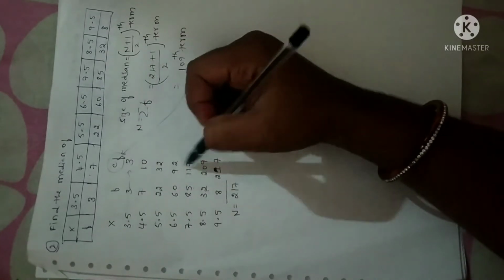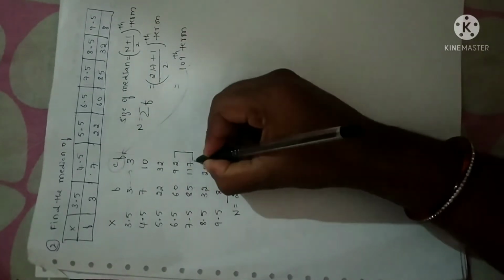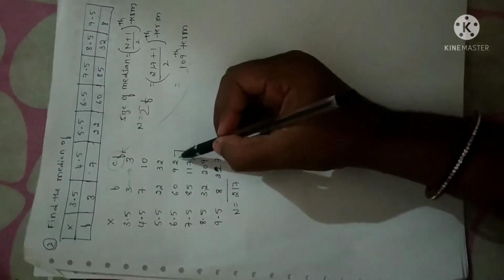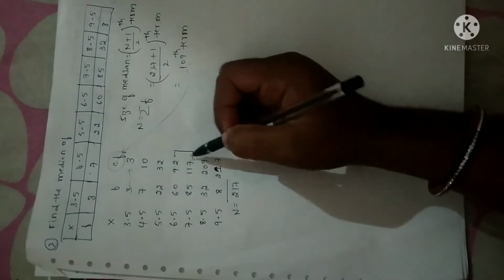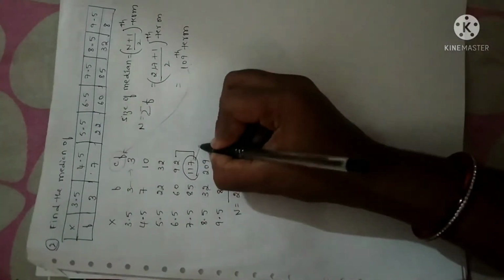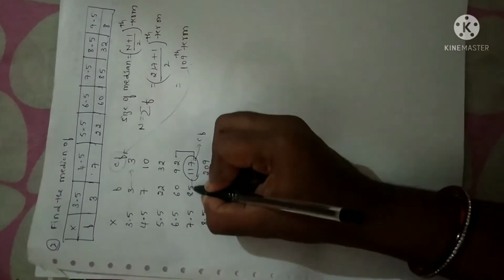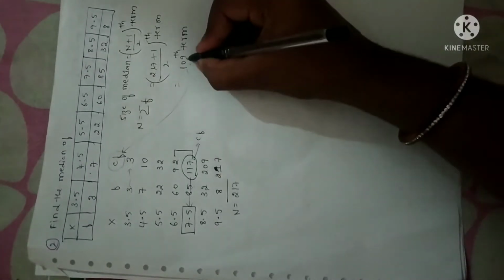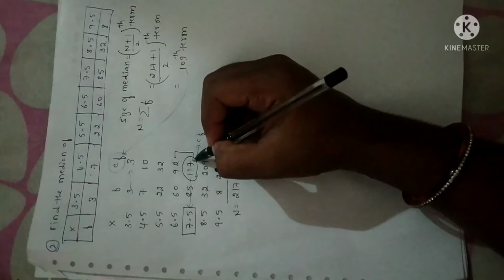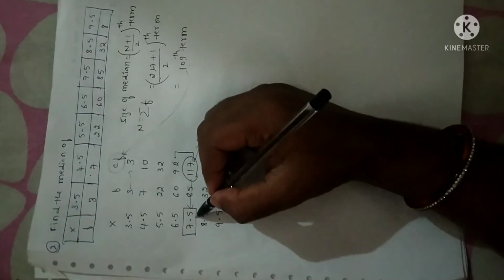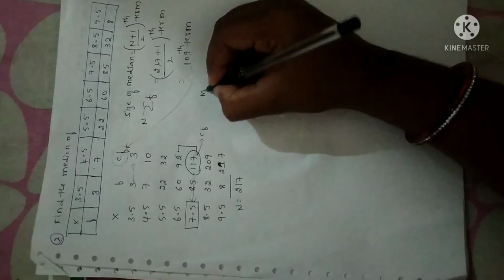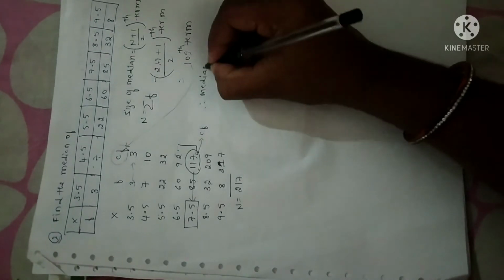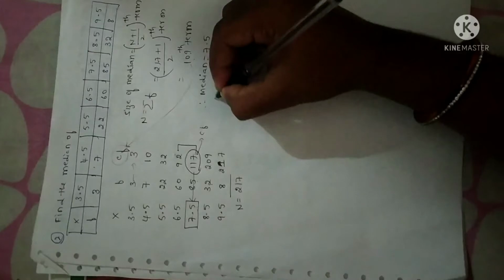Clearly 109 lies between 92 and 117. So among these two you have to choose the higher value. Here the higher value is 117. Fine. But it is just a cumulative frequency, so the corresponding x value is the median. Since 109 lies between 92 and 117, the corresponding x value is 7.5. So the required median is 7.5.